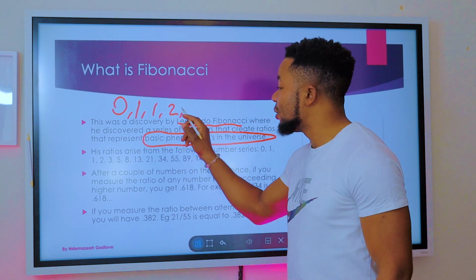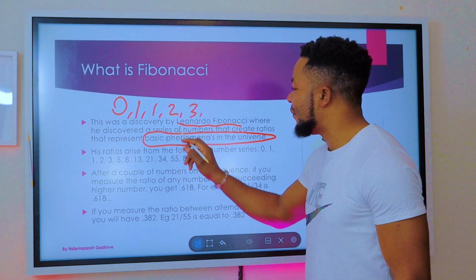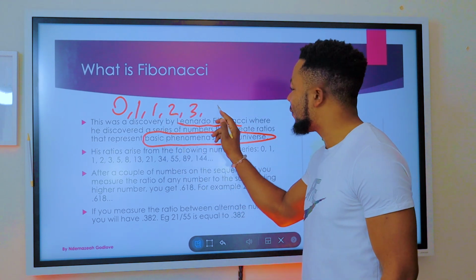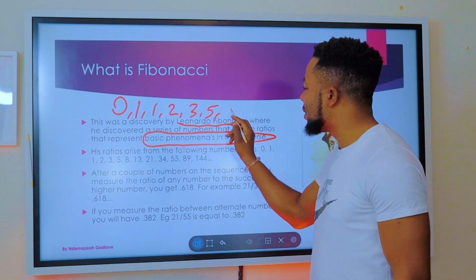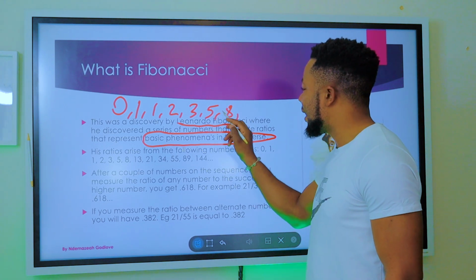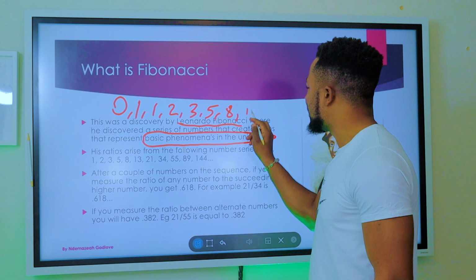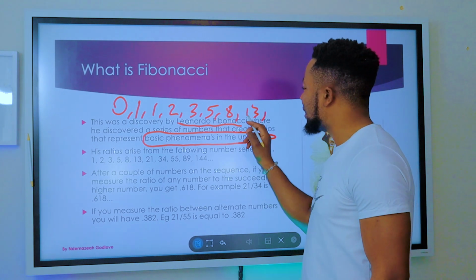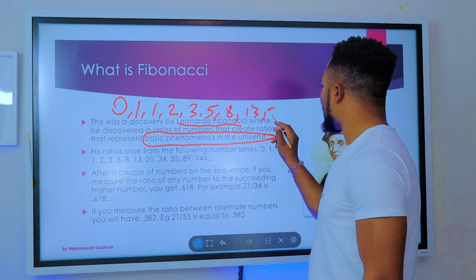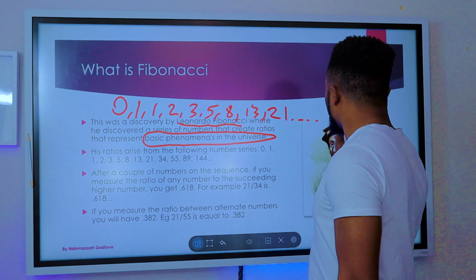If I add 1 to 2, what will I have? 3. If I add 2 to 3, what will I have? 5. If I add this to this, what will I have? 8. If I add 8 to 5, what will I have? 13. And if I add 13 to 8, what will I have? 21. All right, and so on.